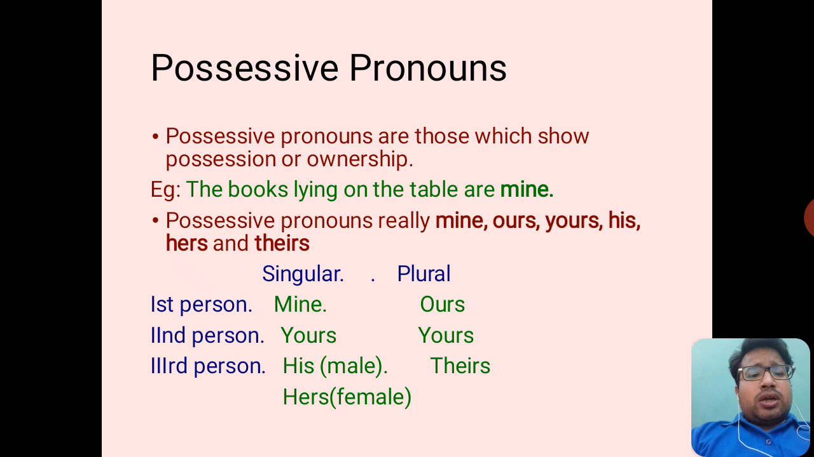Possessive pronouns are mine, ours, yours, his, hers, and theirs. These are the examples of possessive pronouns. They have various forms depending upon the persons and numbers. First person in singular number is mine, in plural it's ours. Second person is yours, in plural number also yours. Third person in singular number is his for male and hers for female, and in plural number is theirs.